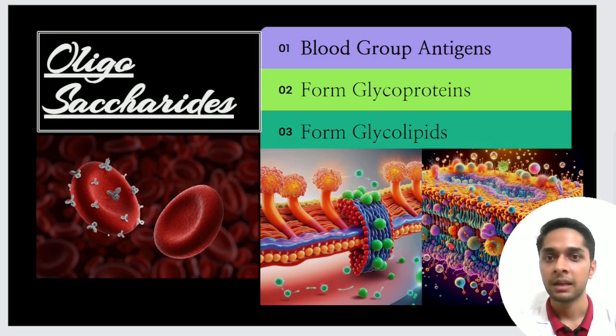Oligosaccharides function as blood group antigens. They form glycoproteins and glycolipids. They are present within the cell membranes of various cells within the body.